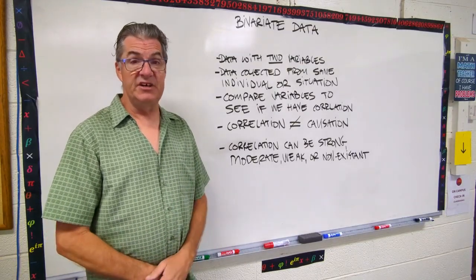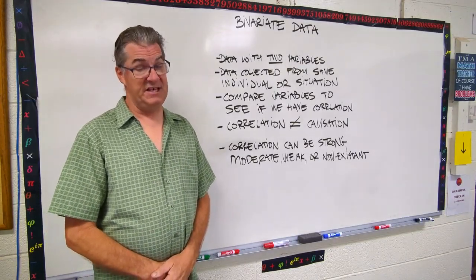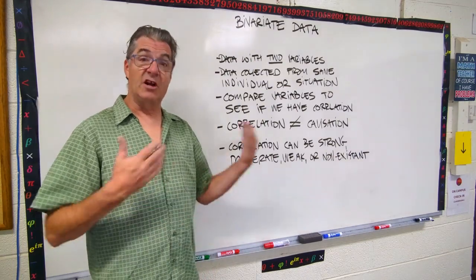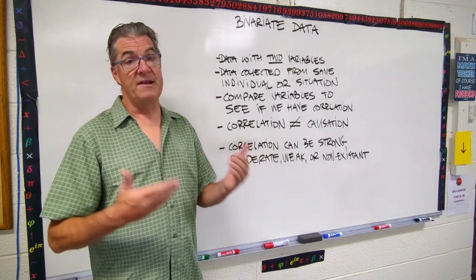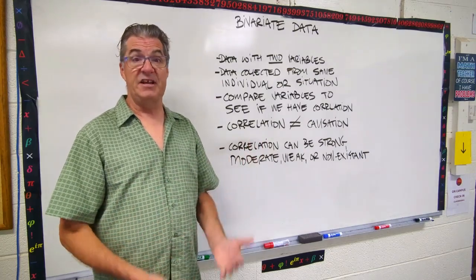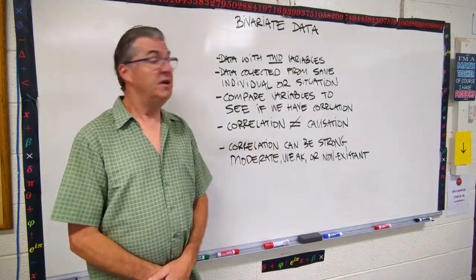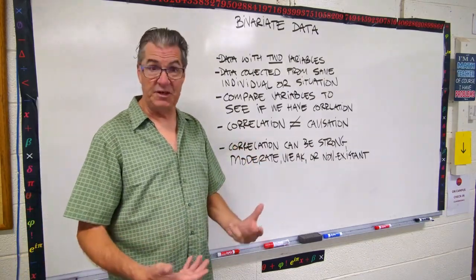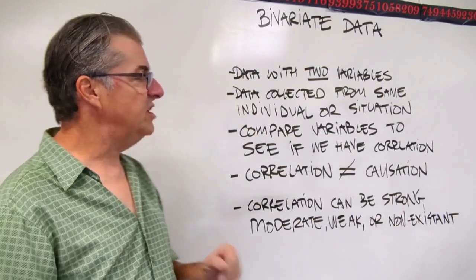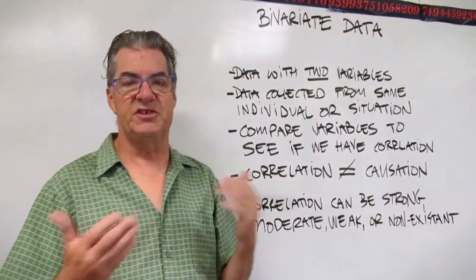Today's topic deals with bivariate data. So previously in our chapter, we've been dealing with univariate data, which is data with one variable. Bivariate data simply has 2 variables. So let's take a look at some points, a little bit about where we're going today, and then we'll get into it. So this is data that's collected from the same individual or situation.